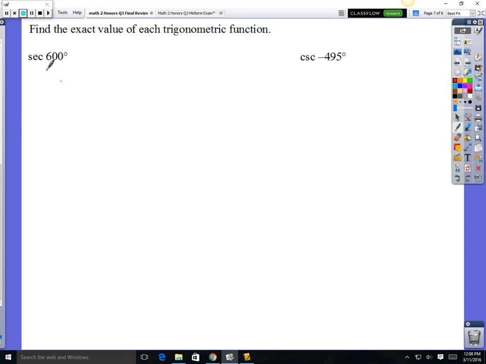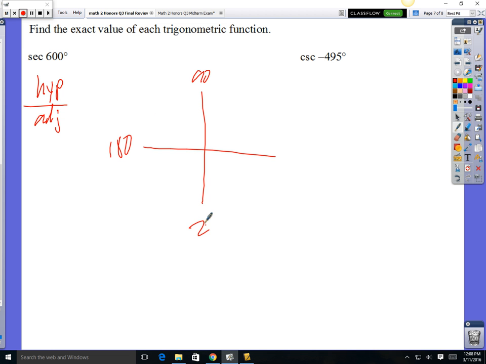Okay, 600 degrees. Now secant, you gotta have it in your notes. The fraction they want for secant is hypotenuse on top, adjacent on bottom. 600, 90, 180, 270, 360. 600 is more than one spin, so minus a circle. If you do 600 minus 360, that's 240. Okay, 240.